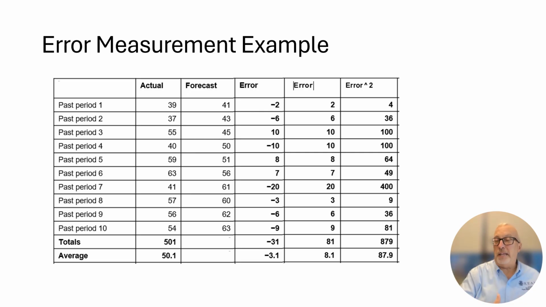Again, that number doesn't mean anything unless I do the same item and I forecast it using exponential smoothing. And I come back with a different MSE. And I say, oh, it's better.